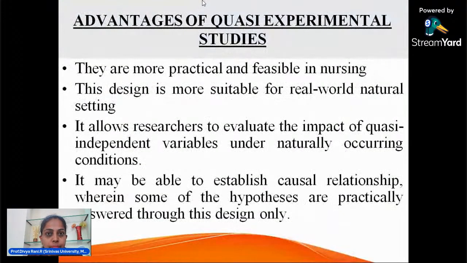Next slide, please. Next is the advantages of quasi-experimental design. So we consider this kind of research to be more practical and feasible for the nursing profession. And we are including more real world natural settings. So that is also an advantage. And also we are evaluating the impact of the independent variable under natural situations. And the causal relationship also we are checking between the independent and dependent variables. So that is an advantage of this kind of design.